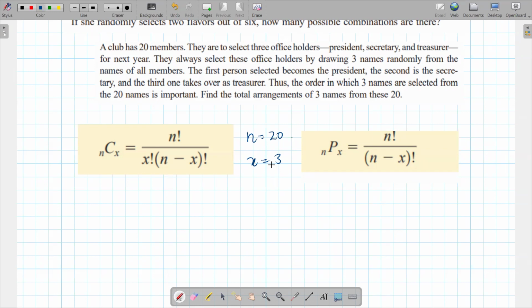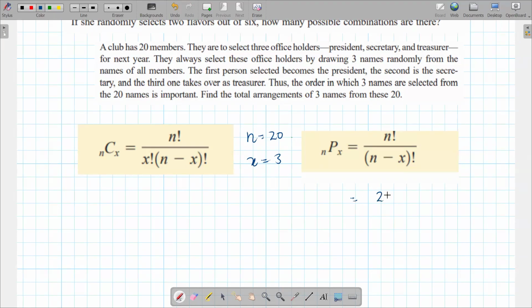Does order matter here? It does. So now you're dealing with permutations because now the first pick becomes the president. So it's not like the second pick can also become the president. So the order of selection is important. We're in the permutations zone. So how do you solve this?